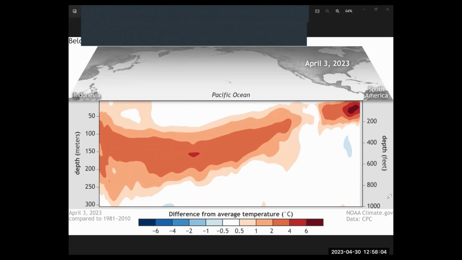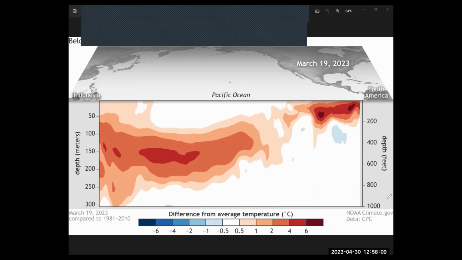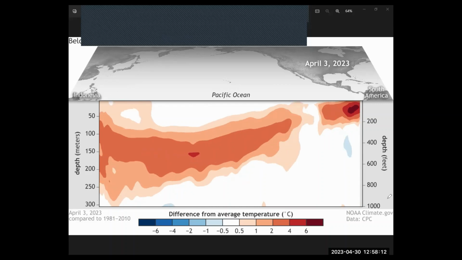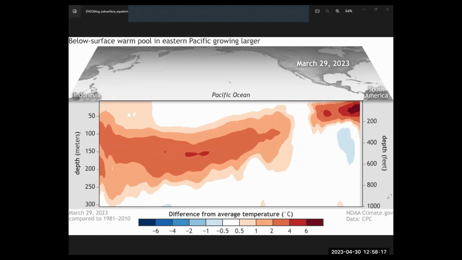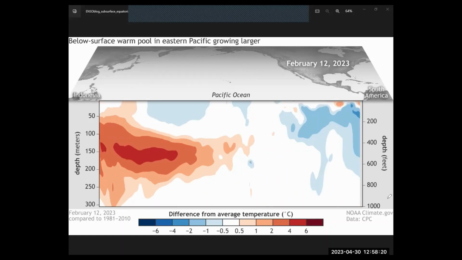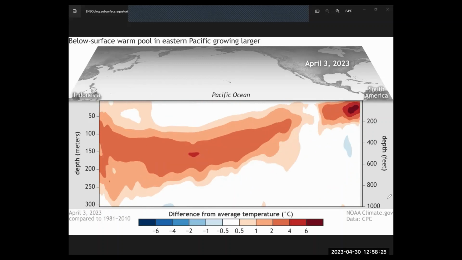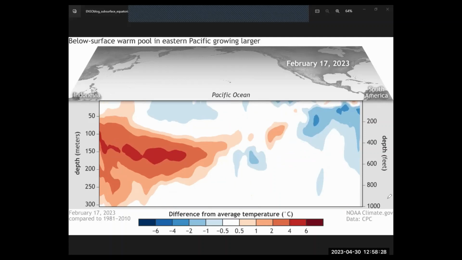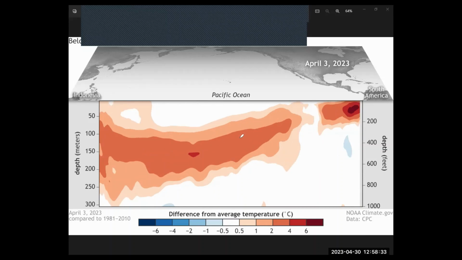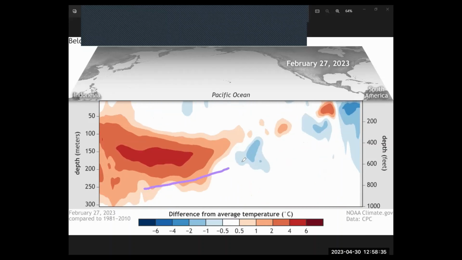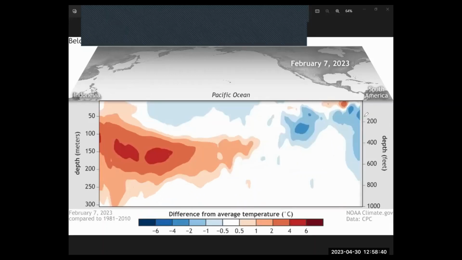Scientists use the subsurface temperature of about 20 degrees Celsius or 68 degrees Fahrenheit to define the boundary of the thermocline. Around that layer, ocean temperatures change rapidly, a strong temperature gradient. On average, the thermocline is found at a deeper depth in the western Pacific and is closer to the surface in the eastern Pacific. So that's what you're seeing here. See how this wave is going like this? Because that's kind of how the thermocline is going.